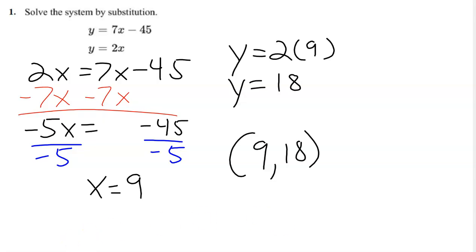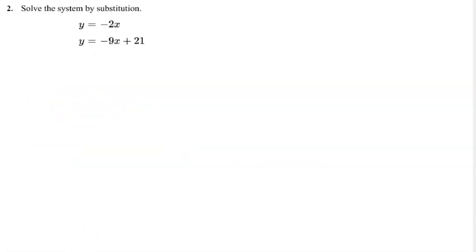Alright, let's take a look at another example. Okay, here I have y is equal to negative 2x and y is equal to negative 9x plus 21. Okay, what I want to do is take the y and substitute it. Now I could put this negative 9x plus 21 and substitute it for the y. But again, I want to put that one term, that monomial, on the other side. So I'm going to replace this y with negative 2x.